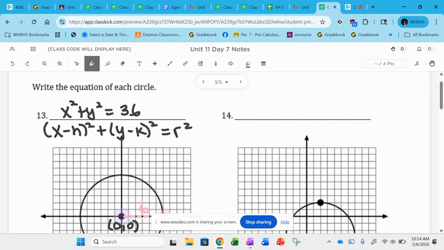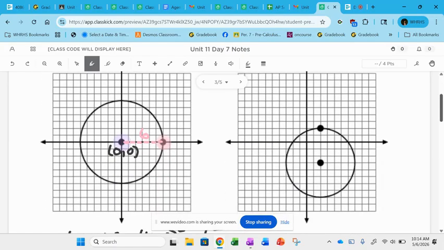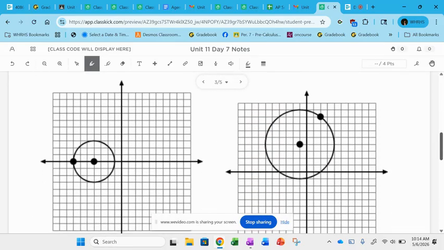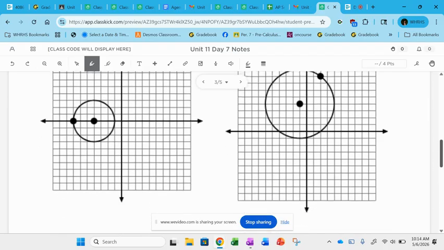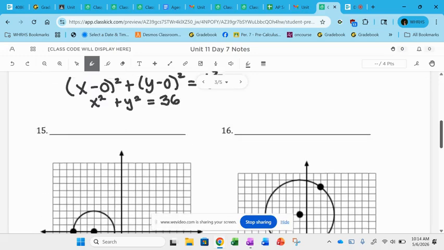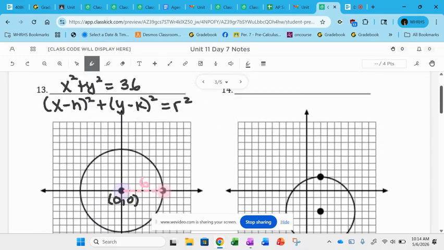X minus 0 squared, you mean? Yep, you could absolutely keep it x minus 0 squared here. We could use it for this last problem. All right, number 14. You guys do number 14 on your own, and then we'll be done. Actually, I want to show you, do 14, and then we'll do 16, then we'll be done.